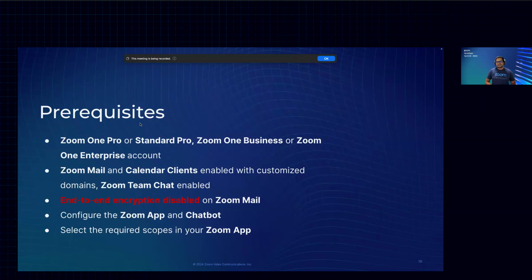These are some of the prerequisites that you need to have before getting started from the Zoom side. So you will need to have a Zoom paid account with mail and calendar clients enabled with a customized domain. You can reach out to our support to know more. You also need to have Zoom team chat enabled, because that's how you will send and receive chatbot messages. Make sure that end-to-end encryption is disabled on Zoom mail. For calendar, end-to-end encryption is not available, so you don't have to worry about that. You also need to have built and configured the Zoom marketplace app with required scopes. You can follow our video tutorials or documentation if you want to know how to do that.